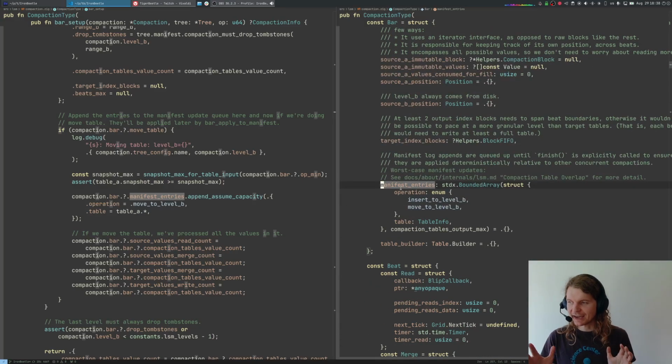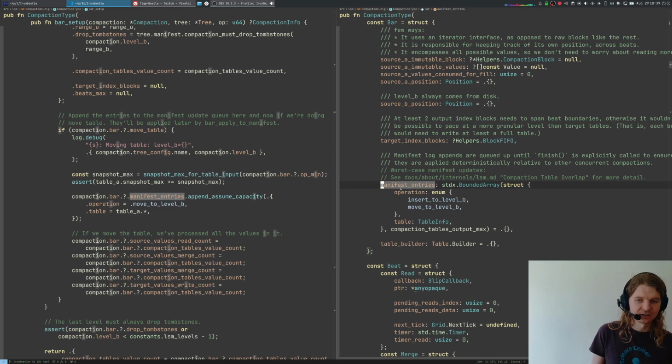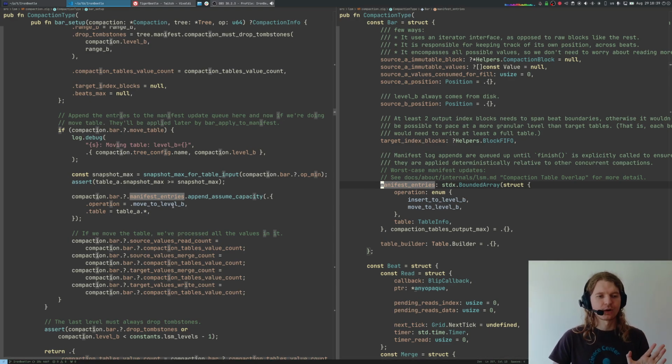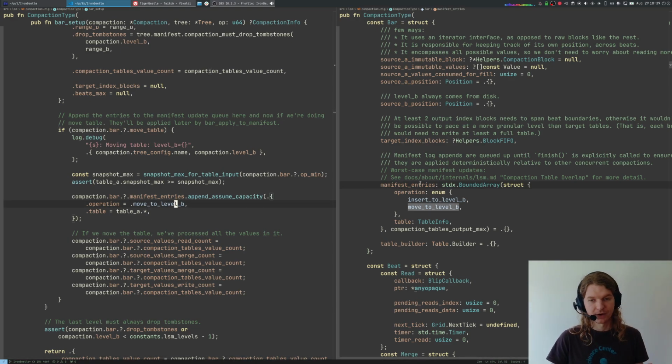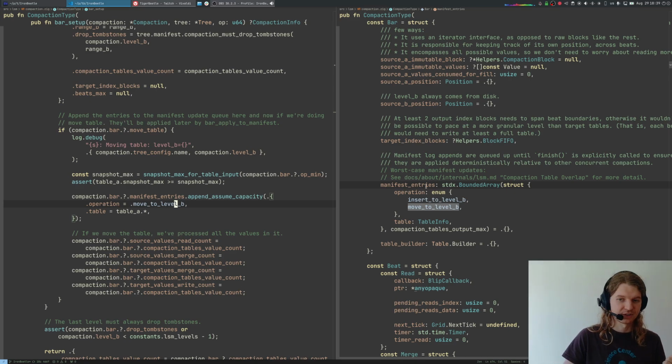So this is like a state which compaction maintains in memory during a single bar, and it is the set of entries which we are going to append to the manifest when the compaction ends. So we just record that, hey, we need to apply this to the manifest. We don't actually go and apply the operation to the manifest immediately.